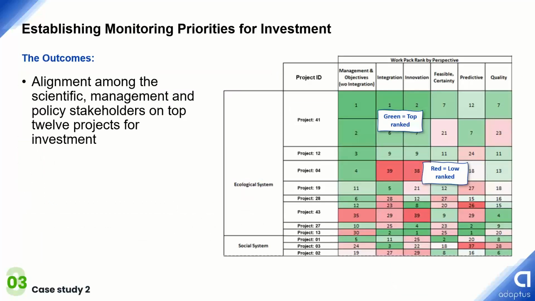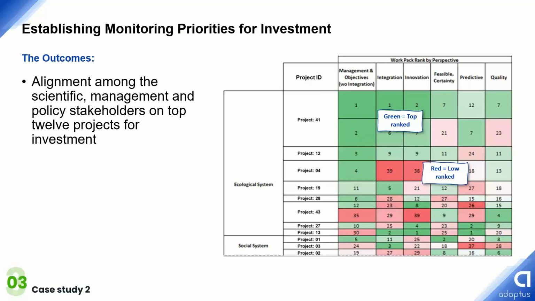By the end of the project, we managed to get alignment amongst the scientific, management and policy stakeholders on what the top 12 projects were for investment. So you can see on the right here, for example, that there are various projects and they're ranked according to 6 different perspectives. The ones that are a little bit more green across the board floated more to the top, and the ones a little bit more red floated more to the bottom.